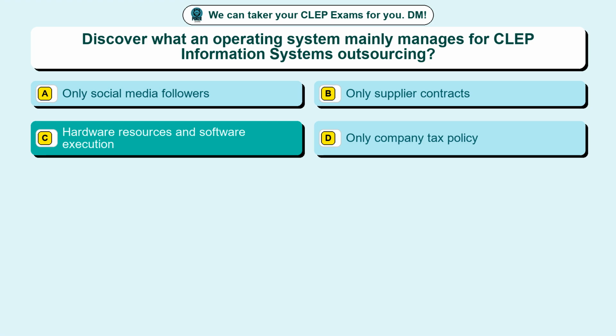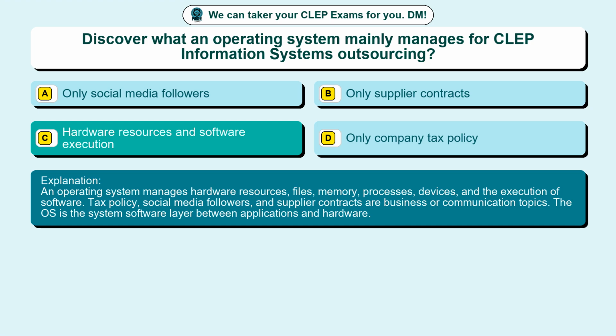Hardware resources and software execution. An operating system manages hardware resources, files, memory, processes, devices, and the execution of software. Tax policy, social media followers, and supplier contracts are business or communication topics. The OS is the system's software layer between applications and hardware.